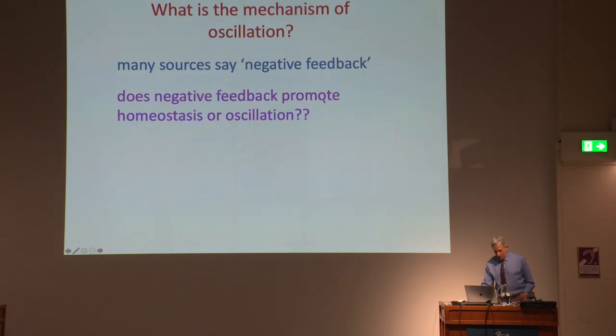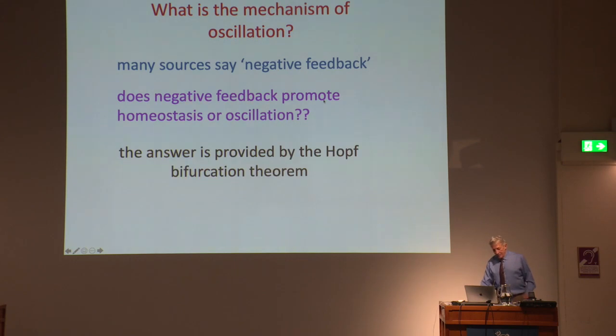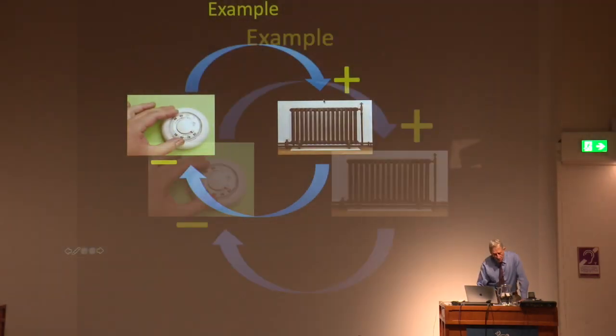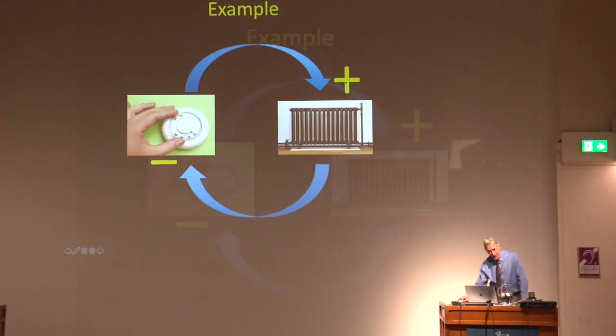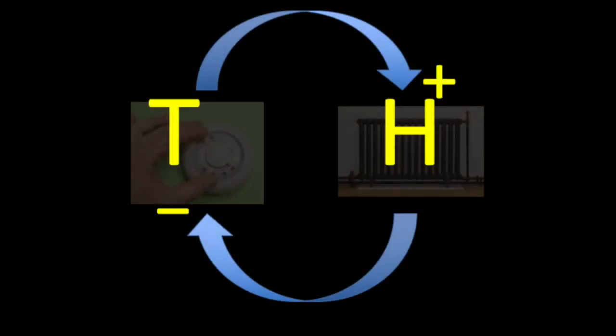So, let's go back to our question. Does negative feedback promote homeostasis? Or does negative feedback promote oscillation? We've heard both views. There's an answer. And the answer is the Hopf bifurcation theorem. So here's an example. Let's take the classic negative feedback of a thermostat and a heater. The thermostat turns on the heater, which puts out heat, which turns off the thermostat. There's your negative feedback.